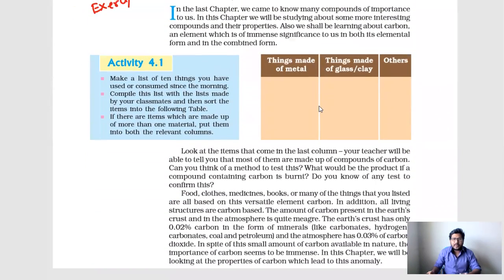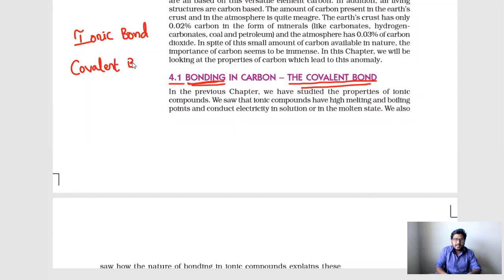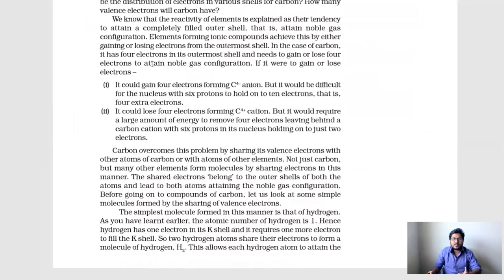then a small activity, of course, I'll explain to you. 4.1, that is the first topic, bonding. Today we are going to discuss the bonding in carbon, that is covalent bond. There are two types of bonds. In the third chapter, metals and non-metals, you might have heard about ionic bond. Now in this chapter, let us see covalent bond. What is the difference between ionic bond and covalent bond? Both I'll explain to you in this lecture. If you have missed ionic bond in the third chapter, metals and non-metals, all these concepts I'll explain.